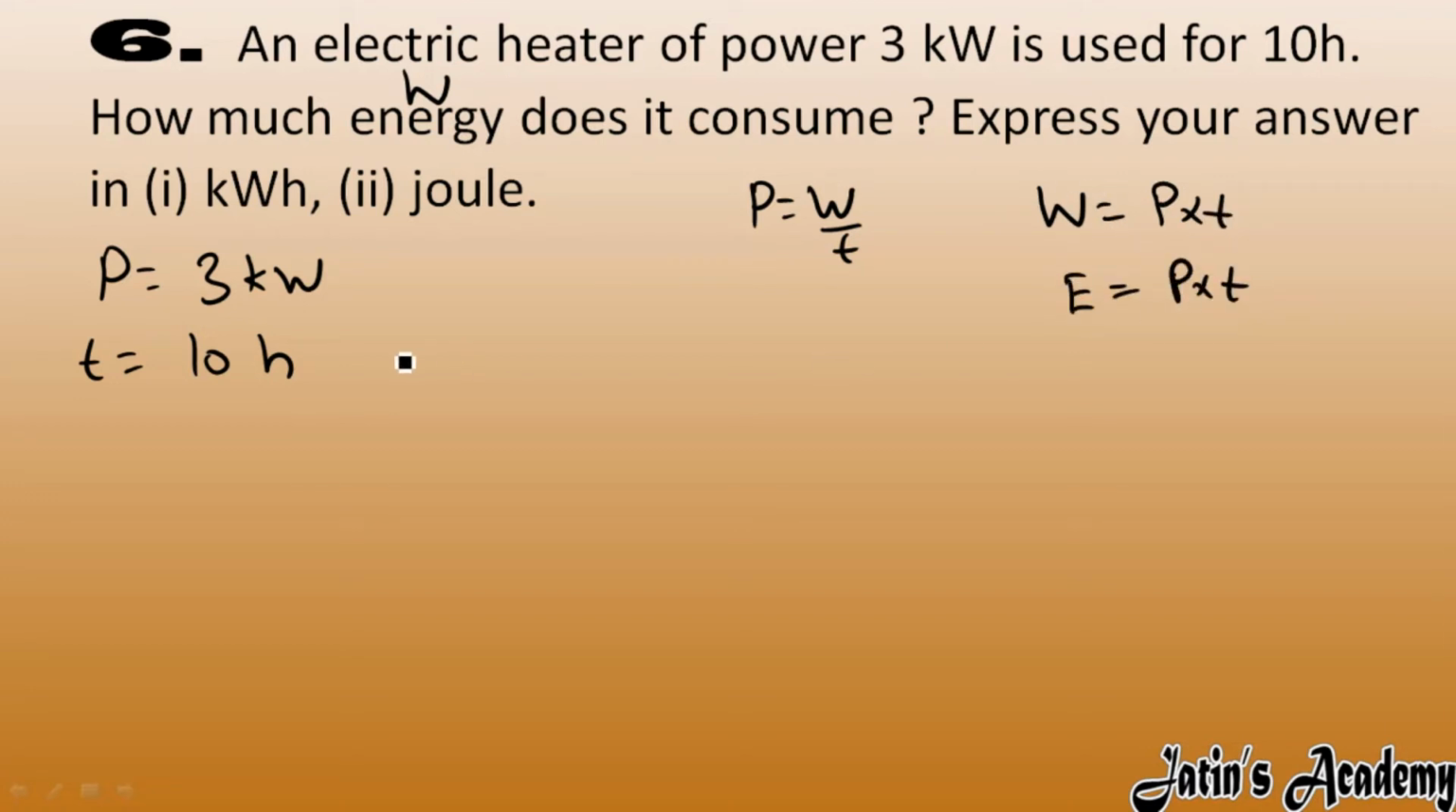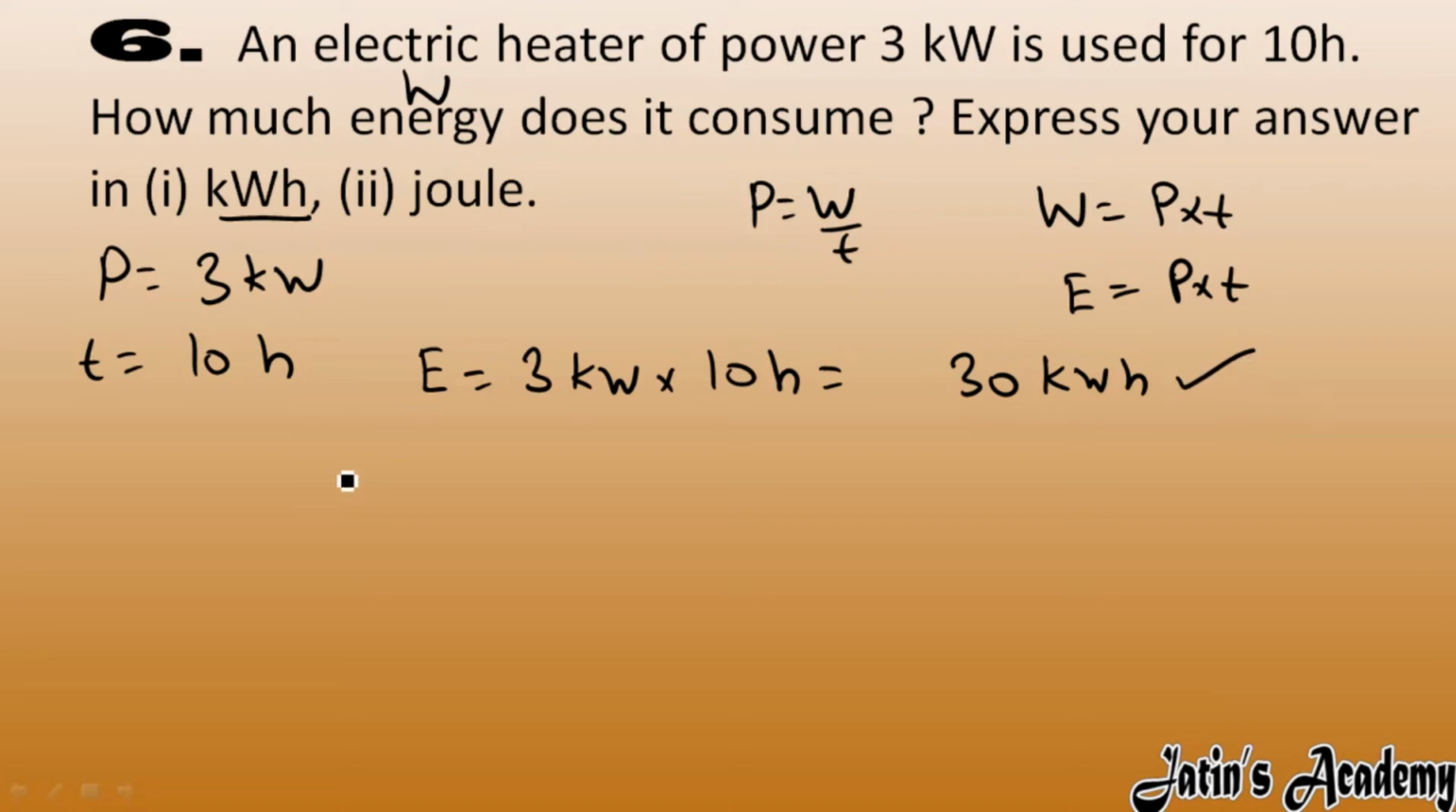So energy is equal to power, which is 3 kilowatt, into time, which is 10 hour. Why am I writing it like this? Because the answer I got is 30 kilowatt hour, which is the first answer. So the first answer we need in kilowatt hour is 30 kilowatt hour.